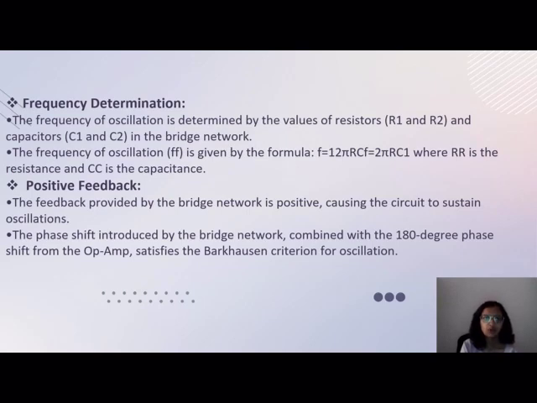The positive feedback from the bridge network ensures the sustained oscillations in the Wien bridge oscillator. The combination of the phase shift introduced by the bridge network and the 180-degree phase shift from the op-amp fulfills the Barkhausen criteria, allowing the circuit to meet the conditions for stable oscillation.